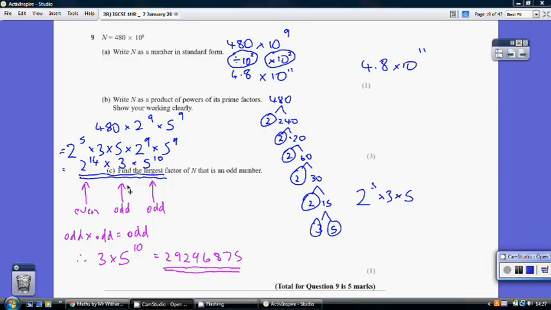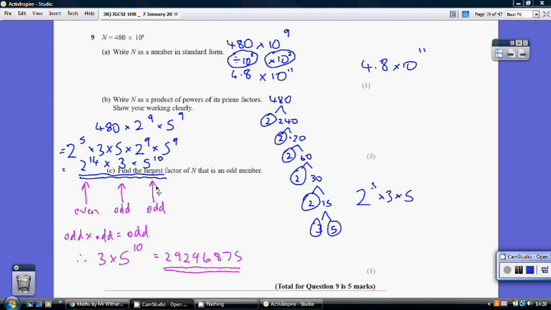Now for part C, I've got to find the largest factor of n that is an odd number. Okay, so let's consider each of these terms in turn. Now 2 to the power of 14 is even. Obviously 3 is odd and 5 to the power of 10 is odd. Now to get an odd number, I need to multiply an odd by an odd. So to get the biggest odd number I can get, I'm going to multiply this 3 by the 5 to the power of 10. So basically the biggest odds I can get from here and here.